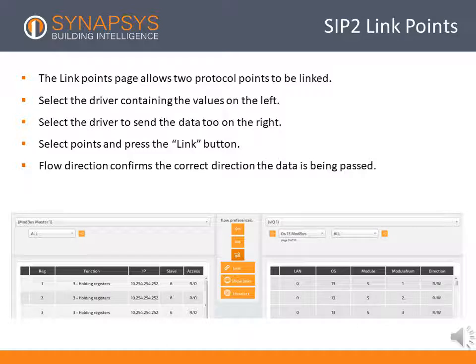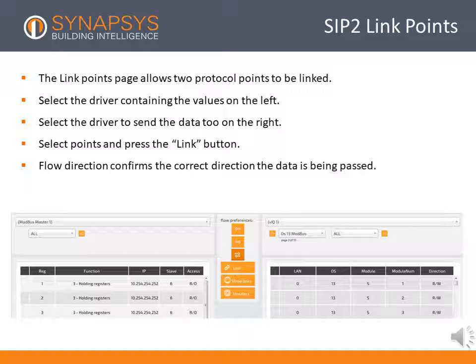Interfacing between 2 protocols requires the points to be linked together. This is done in the Link Points page. Select the 2 drivers to be linked from the drop-down boxes at the top of the page. Select the points required on both sides and press the Link button. These points will be linked in the order that they are selected. Make sure the links are saved using the button in the bottom right of the page.